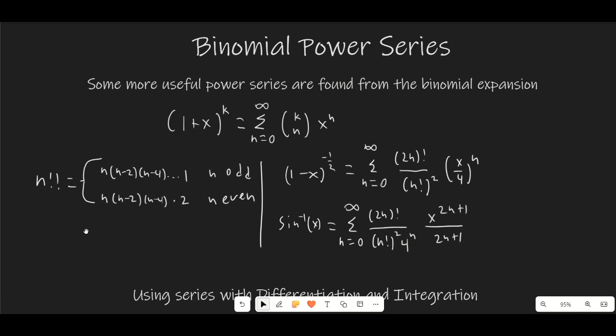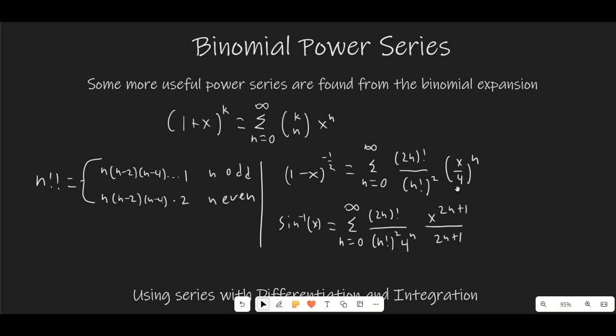Something else to keep in mind is a function that will often show up, n double factorial. This is equal to n times n minus 2 times n minus 4, all the way down to 1 if n is an odd number, and all the way down to 2 if n is an even number. Now, I don't have them in here. You can replace these definitions for the series for (1 minus x) to the negative 1 half, or sine inverse of x. You can replace some of this with double factorials, but I'm not going to do that for now, just because I think they're going to be a little bit more useful just using factorials.